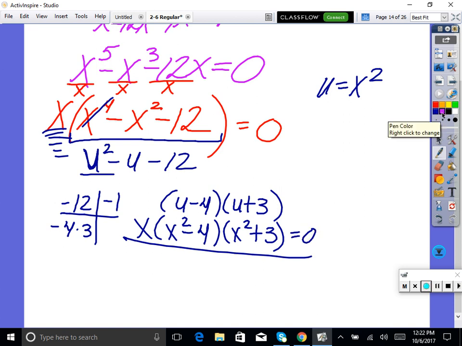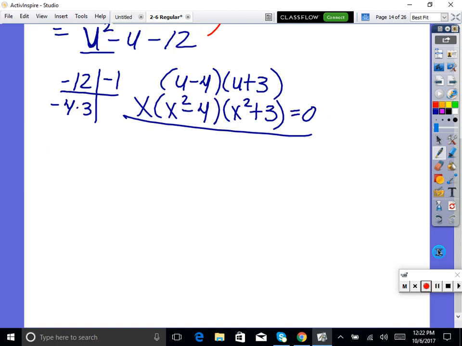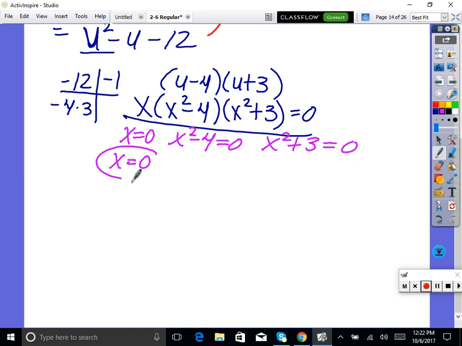So we'll set each of those equal to 0 and solve. So x equals 0. X squared minus 4 equals 0. X squared plus 3 equals 0. Solve for x. X equals 0, already solved for. Add 4. Square root it. Let's do it in our head. Plus and minus 2. And then subtract 3. I'm not going to do this one in my head. X squared equals negative 3.